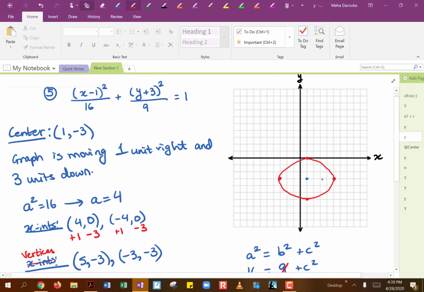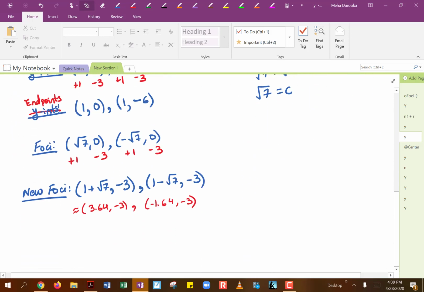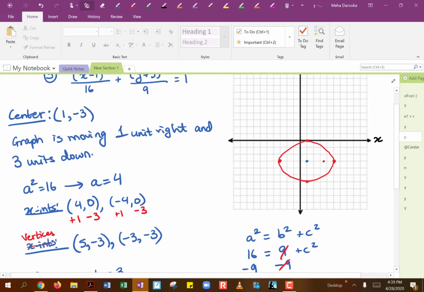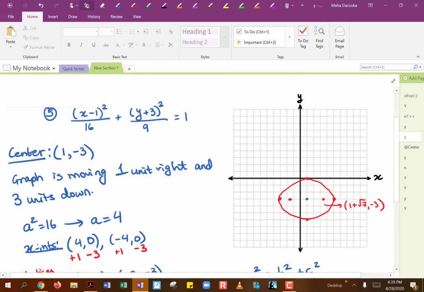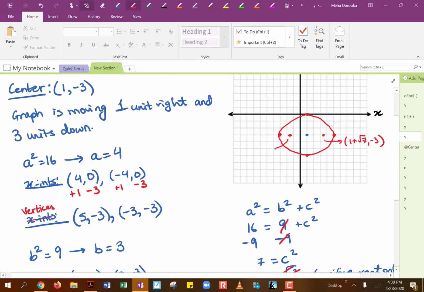So 1, 2, 3, about positive 1.64, and then we had negative 1.64. So these would be our new foci over here. This first point is 1 plus square root of 7, negative 3, and our second focus would be at 1 minus square root of 7, negative 3.